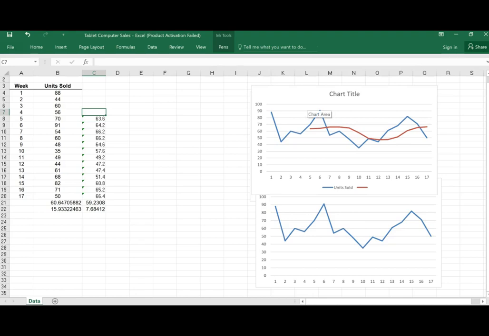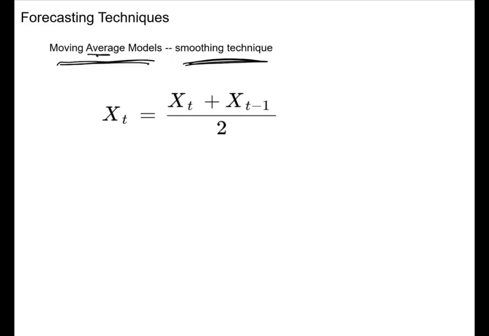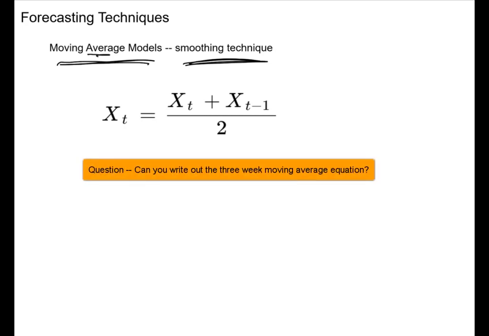We can hop back to the spreadsheet, and I can write out some things with a formula. This is a 2-week moving average. This is the equation of a 2-week moving average. What do you think the 3-week moving average equation would look like?